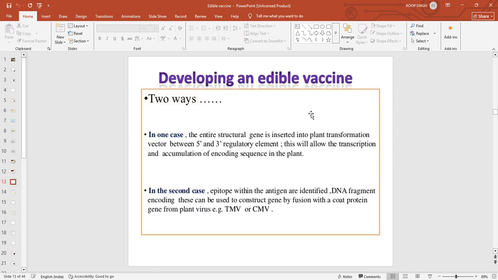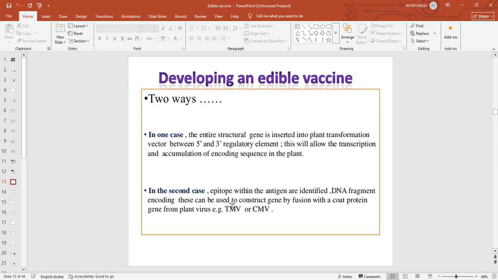So how to develop an edible vaccine? There are two ways. In one case, the entire structural gene is inserted into a plant transformation vector between 5' and 3' regulatory elements. This will allow the transcription and accumulation of the encoding sequence in the plant. So this is one way. Second, epitope within the antigen. So here, in one case, the whole complete structural gene is inserted.